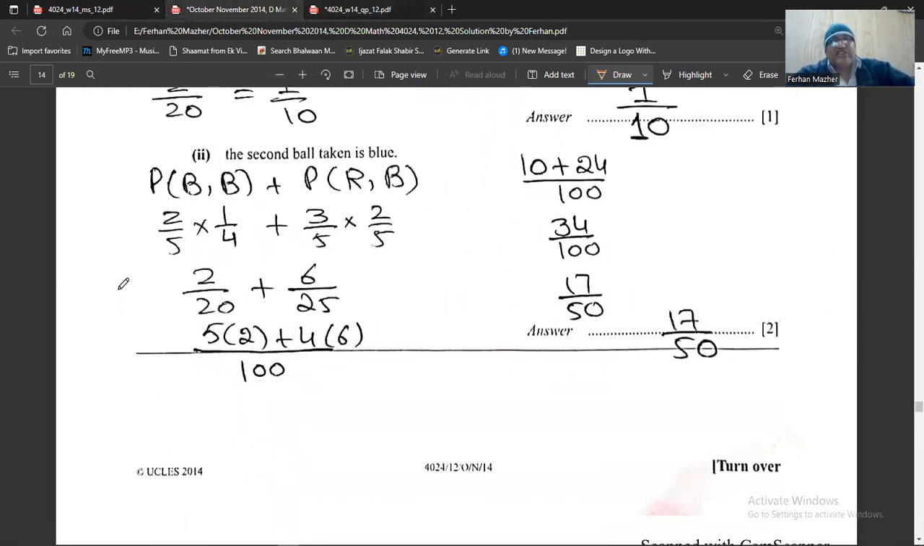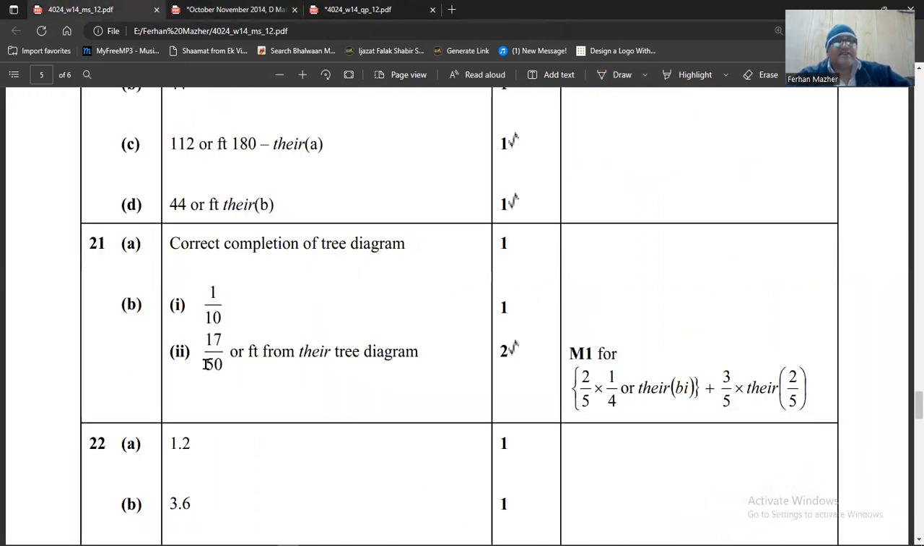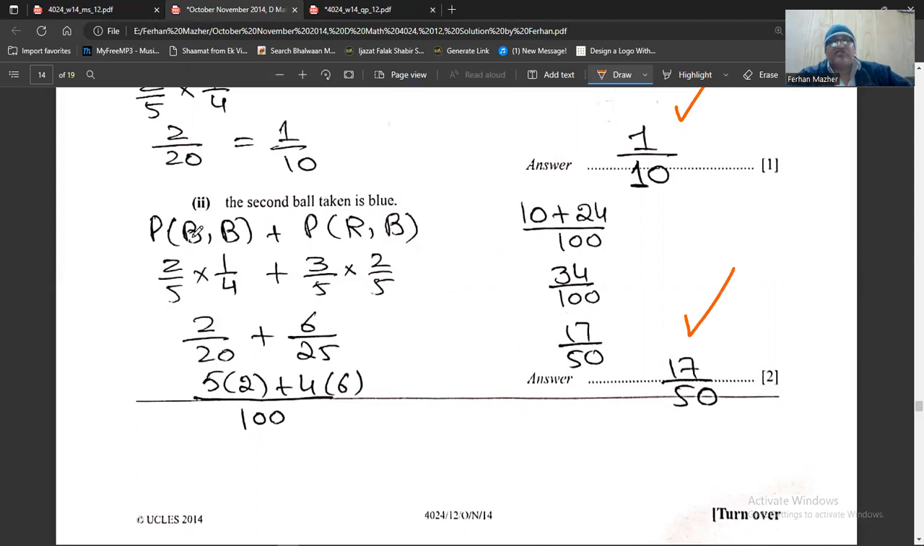According to the condition given, it is the probability of blue, blue plus the probability of red, blue. It will be 2 by 5 multiplied by 1 by 4 plus 3 by 5 multiplied by 2 by 5. It will be 2 by 20 plus 6 by 25. Their LCM is 100. It's 5 into 2 plus 4 into 6, that's 10 plus 24, the whole thing divided by 100. That's 34 by 100, that's 17 by 50. 17 by 50 is our answer. So this is how this is done.